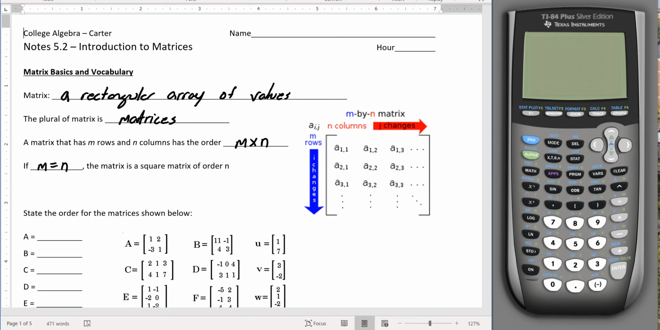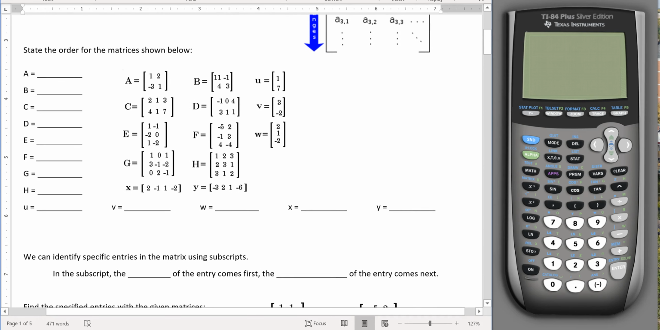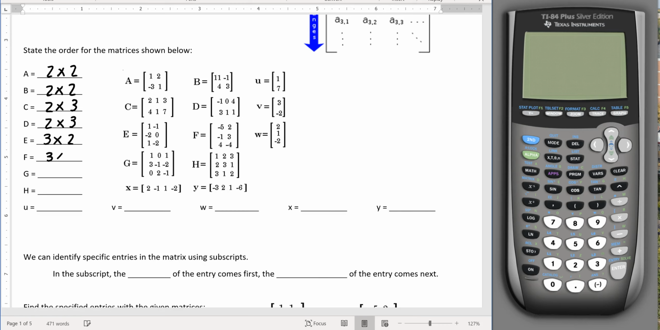So here's some examples of matrices, and we're going to start just by stating the order. Looking at letter A, 2 rows, 2 columns, this would be 2 by 2. Letter B is also 2 by 2. Now looking at letter C, there are 2 rows but 3 columns, so this would be 2 by 3, same as letter D. Looking at letter E, this one has 3 rows and 2 columns, so the order would be 3 by 2. Same with letter F, also 3 by 2.